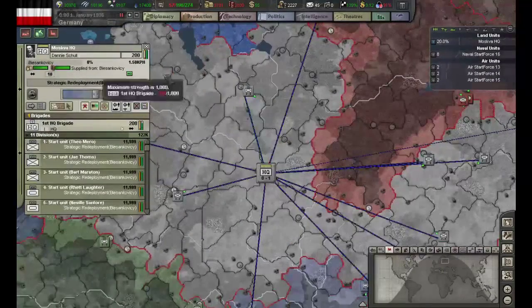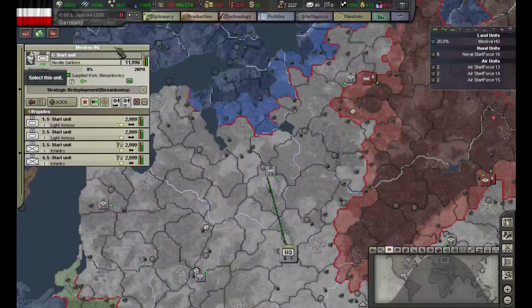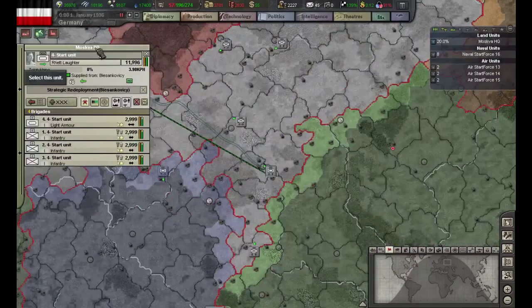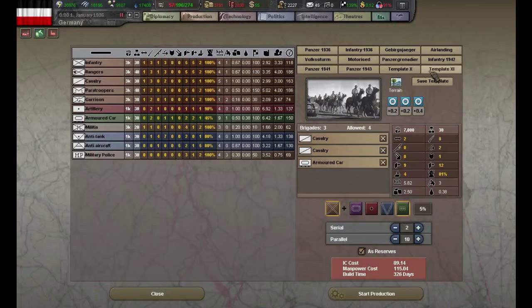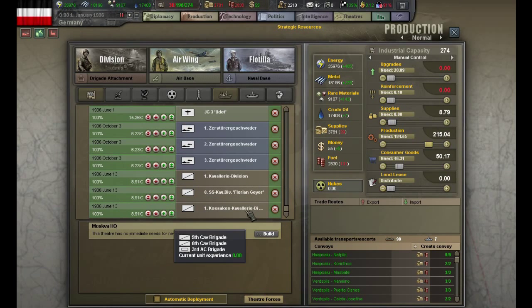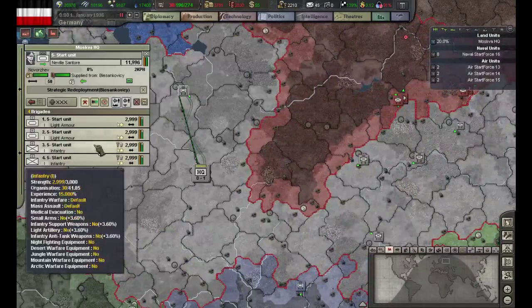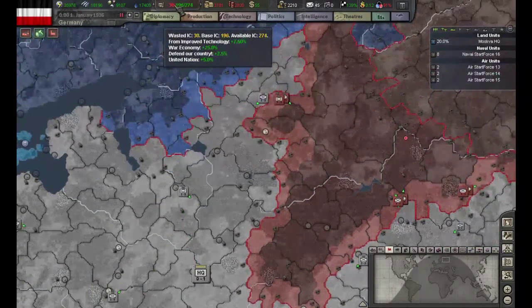So we have 2 light armor here. Let's see, we have 2 light armor, that's the original one. 2 light armor there, 1 light armor there, and that looks to be it. So, simple matter. Do this. 3. Boom. We'll save that template, and boom. So now we've got these motorized, I suppose, cavalry regiments being built, and we'll attach the light tank brigades to them, give them a little bit more stopping power. And we still do have 30 industrial capacity.